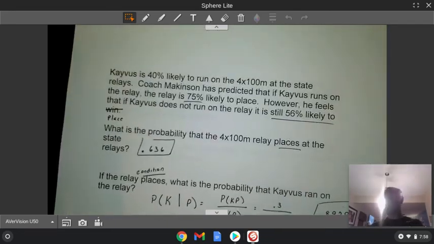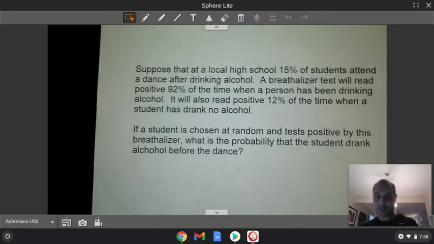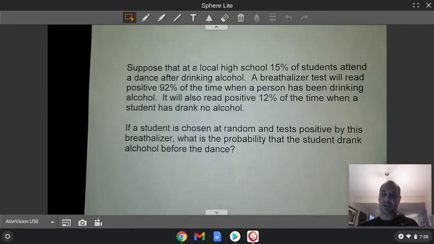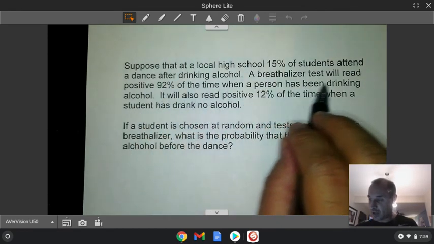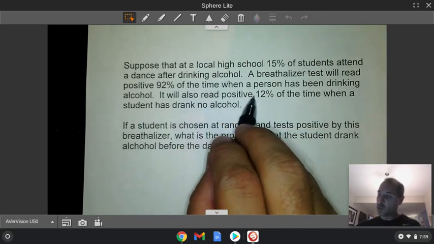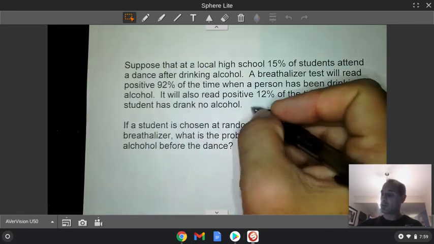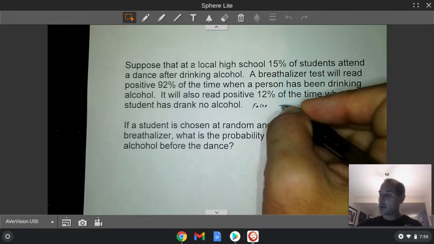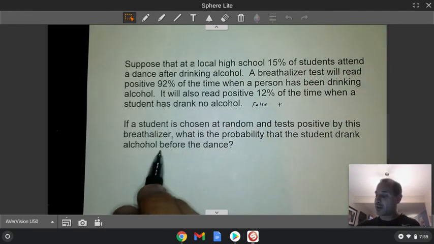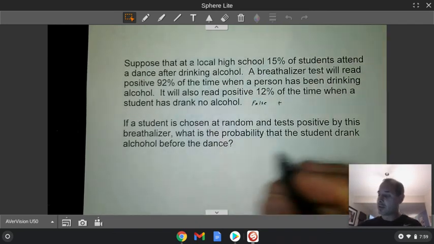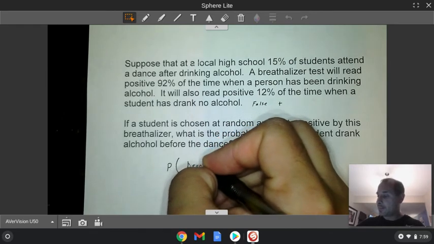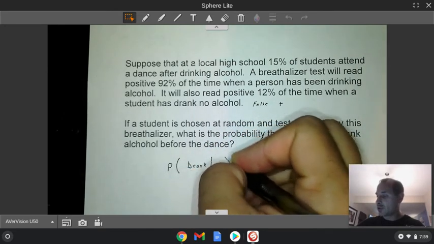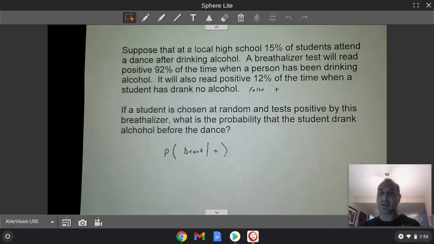So we'll try one more of those probability tree problems. Suppose at a local high school, 15% of students attend a dance after drinking alcohol. A breathalyzer test will read positive 92% of the time when a student has been drinking. It will also read positive 12% of the time when a student has not drunk alcohol, so it's a false positive. A student is chosen at random and tests positive by this breathalyzer. What is the probability a student drank alcohol before the dance? So the probability that the student drank given a positive result.